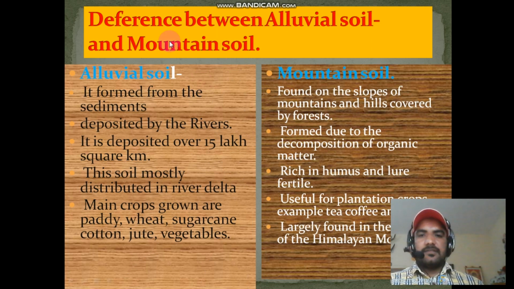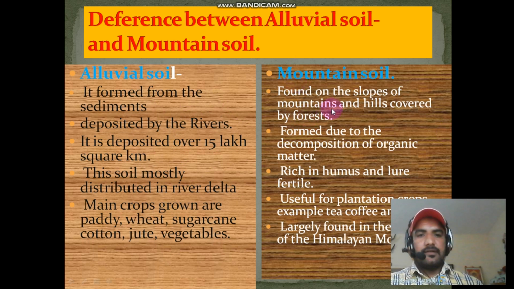The next question, the difference between alluvial soil and mountain soil. The different types of soil, we already know about. So these are the differences. Alluvial soil is formed from the sediments deposited by the rivers. It is spread over 15 lakh square kilometers in India. This soil is mostly distributed in river deltas, and the main crops grown are paddy, wheat, sugarcane, cotton, jute and vegetables. These are the features of alluvial soil.